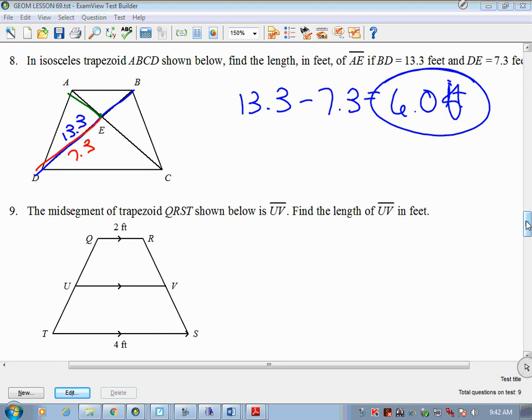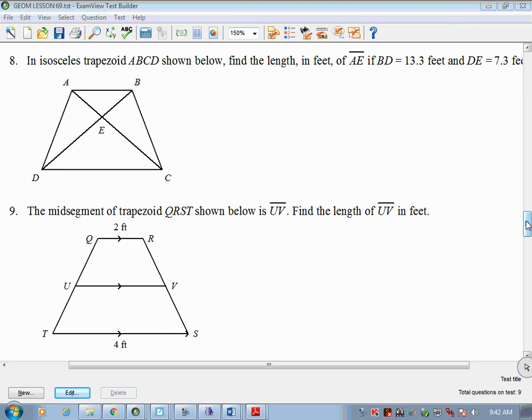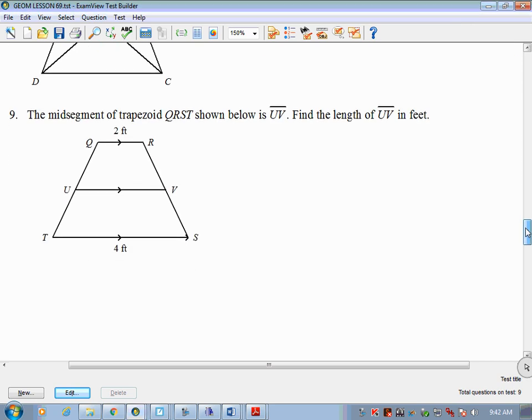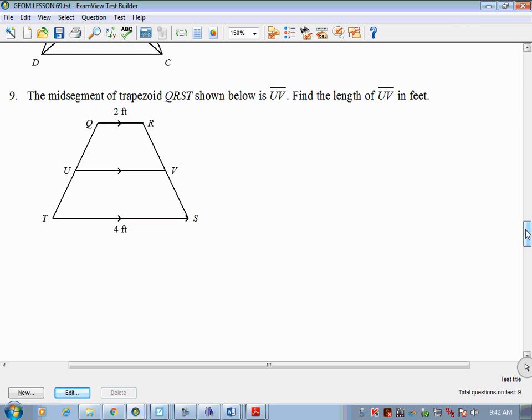Okay. Final question. Number 9. Mid-segment of trapezoid QRST is shown below. I'll find the length of UV in feet. All right, this is one that I want you guys to do on your own, and as soon as I have your answer, I'll let you get started on the homework. I'm going to stop the video right here.